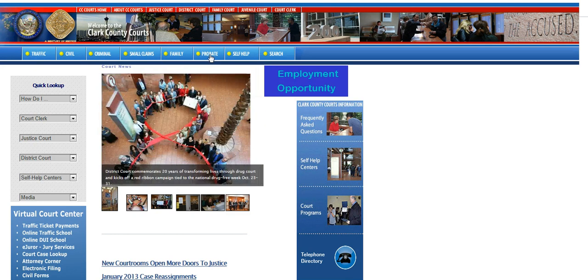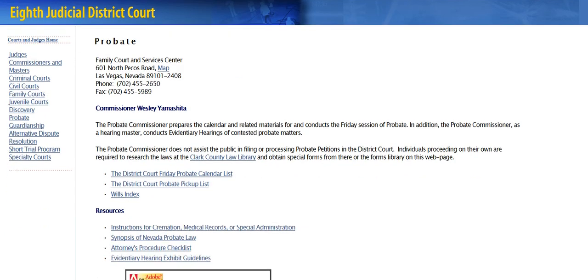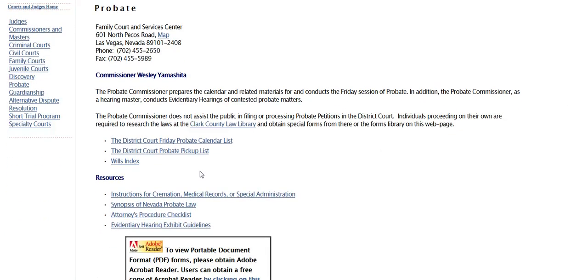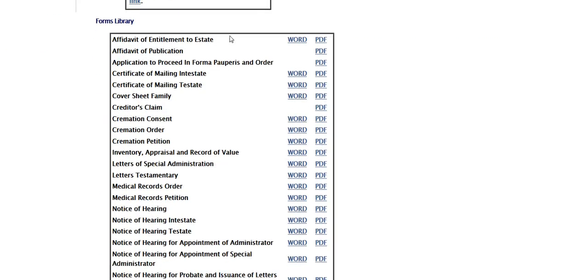Then you come across this table and say probate. That brings us down to the probate page, and we've done a previous call where we talked about how to find the approved list here. But then down below, if you scroll down, we now have a forms library, and these are the different forms you can use. Let's look first at the affidavit of entitlement to estate.